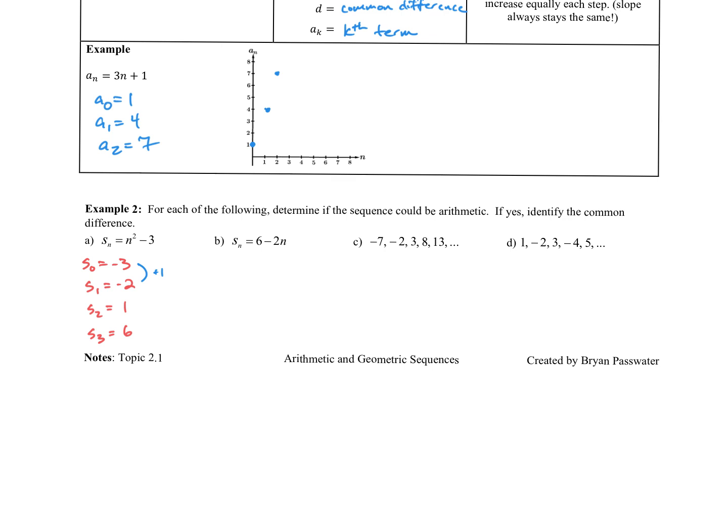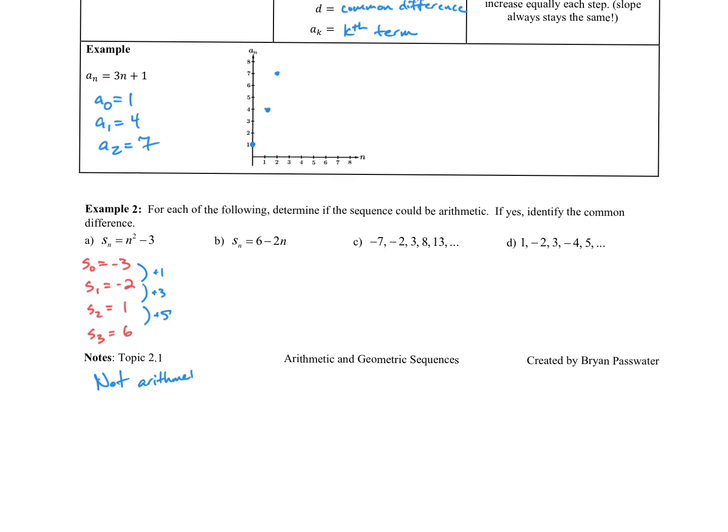So I added 1. And then what did I add from negative 2 to 1? 3. So first of all, is it a common difference? No, we don't have a common difference. So is it arithmetic? No, this is not arithmetic. All right.